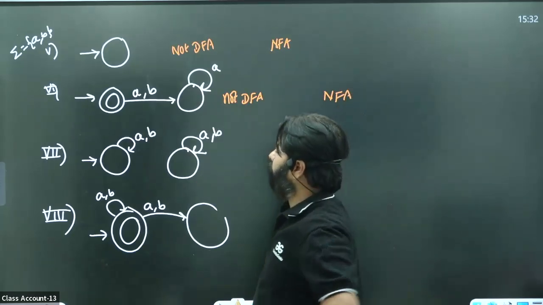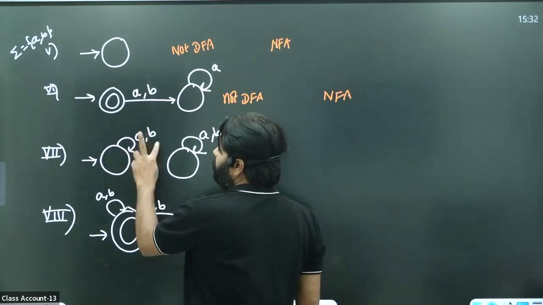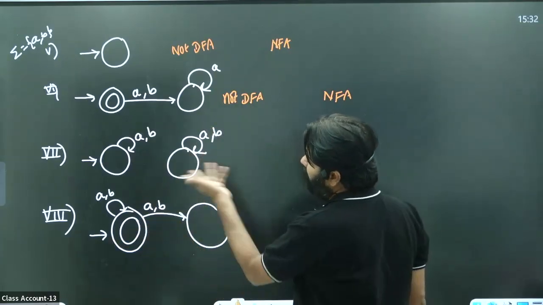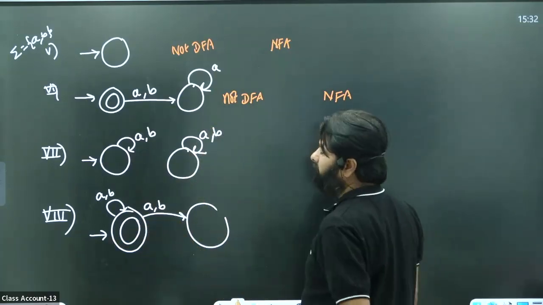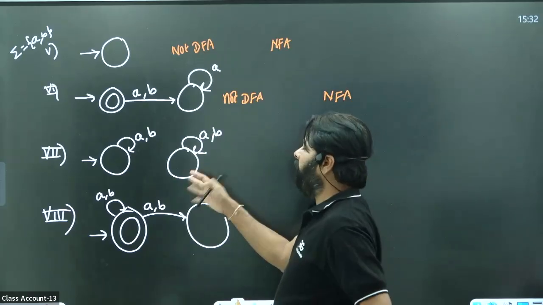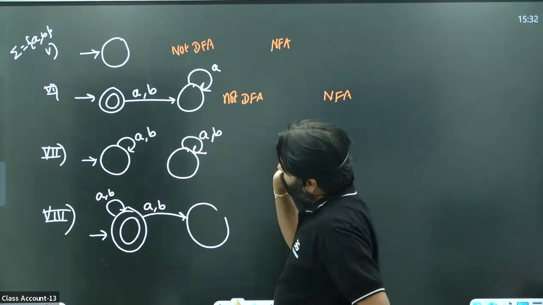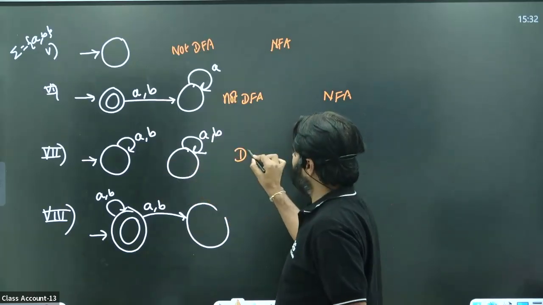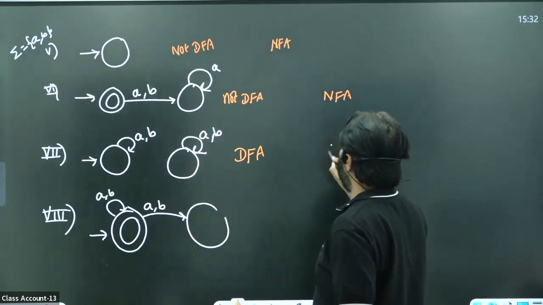This one, from this state, for A one transition, for B one transition, for A one, for B one. Don't look at whether there is a path or not, and don't worry about whether there is any final or not. From every state, for every input symbol, you have exactly one transition. It is a DFA. Every DFA, you should know, is also NFA.